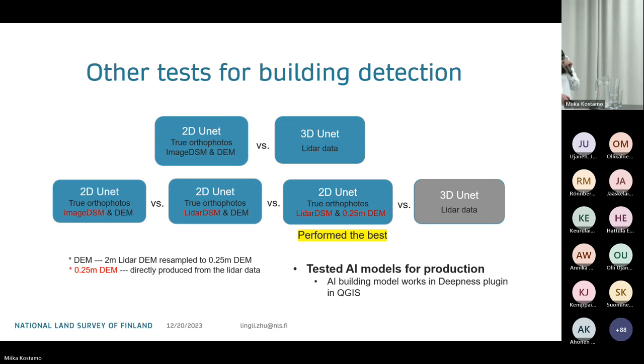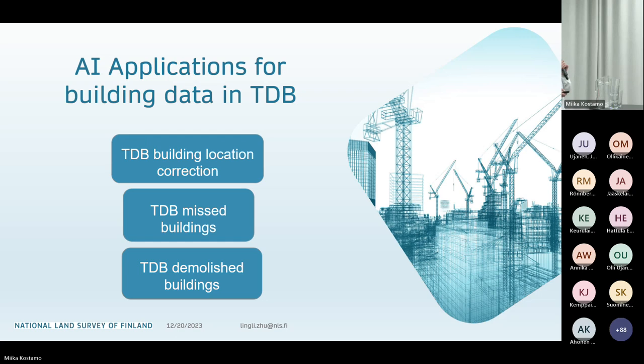And also, Emilia just now presented about monitoring the changes for the land cover, land use. So those we have also tested during this project. And overall for this project, AI applications for building data in the topographic database, we found that this AI generated buildings can be used for TDB building location correction, for TDB missed buildings, and also demolished buildings. So far, those have been proved that it was useful for our applications.